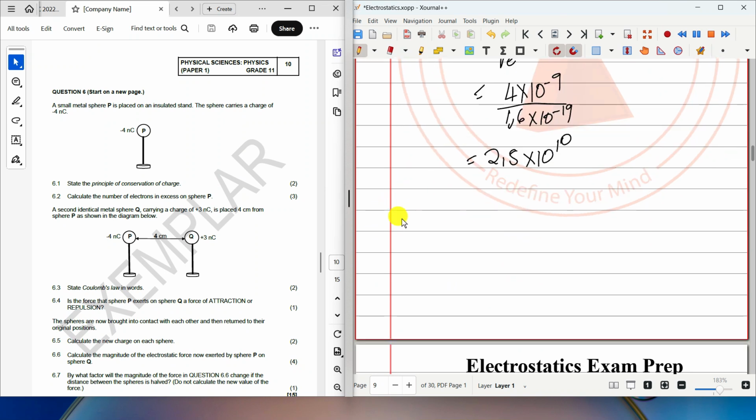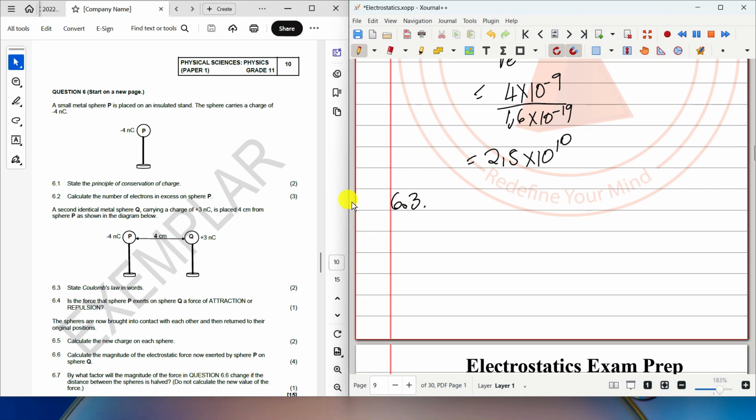Now, a second identical metal sphere Q carrying a charge of positive 3 nanocoulombs is placed 4 centimeters from sphere P as shown in the diagram below. Cool. By the way, guys, remember, this is exam prep. You must make sure that 1 mark means you spend 1 minute on that question. So in this particular question 6, it's 15 marks, which means we must spend 15 minutes.